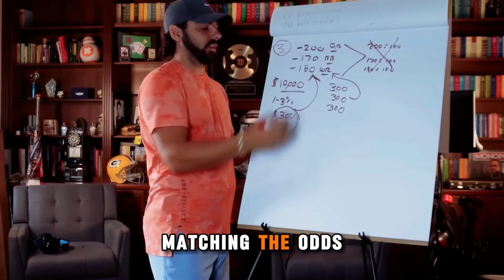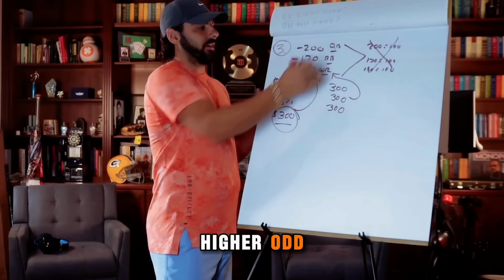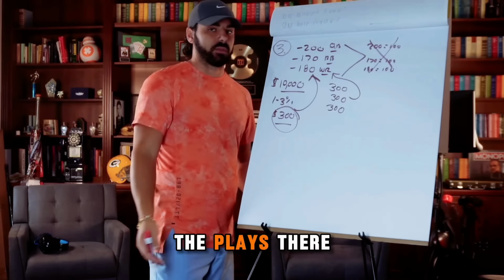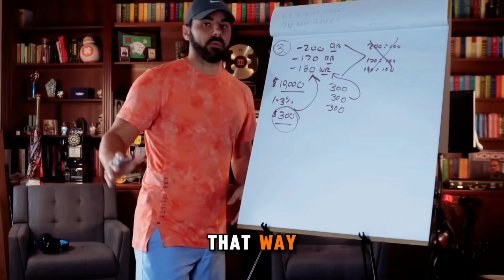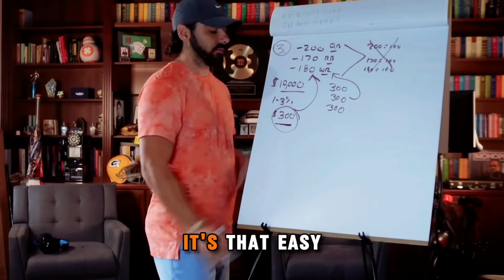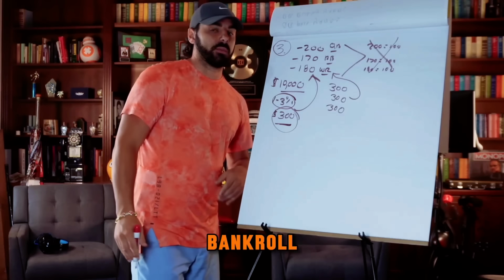You're not matching the odds. The reason why you're not matching the odds is because when you have a higher odd, and let's just say that one loses, now you've disrupted the rest of the plays there, okay? That's not what you want to do. You'll get behind trying to bet that way. You don't need to bet that way. You need to bet your unit size, and you stick to it. It's that easy. It has to be 1 to 3% of your bankroll.